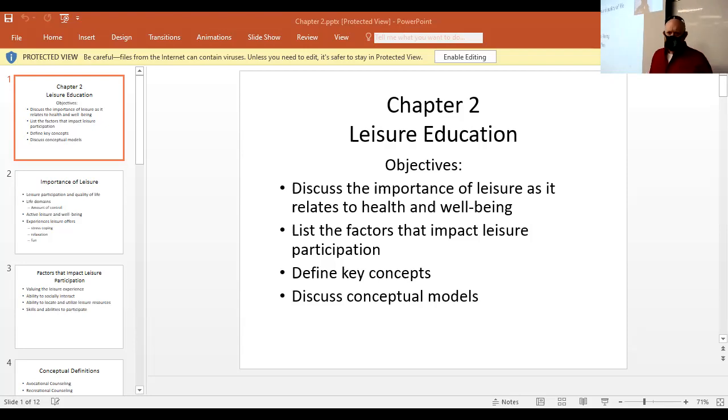So when we are talking about the importance of leisure, again, we need to stress to our patients that participation in leisure is something that will improve their quality of life. And this is how we're going to do it. So that's education up front right there.